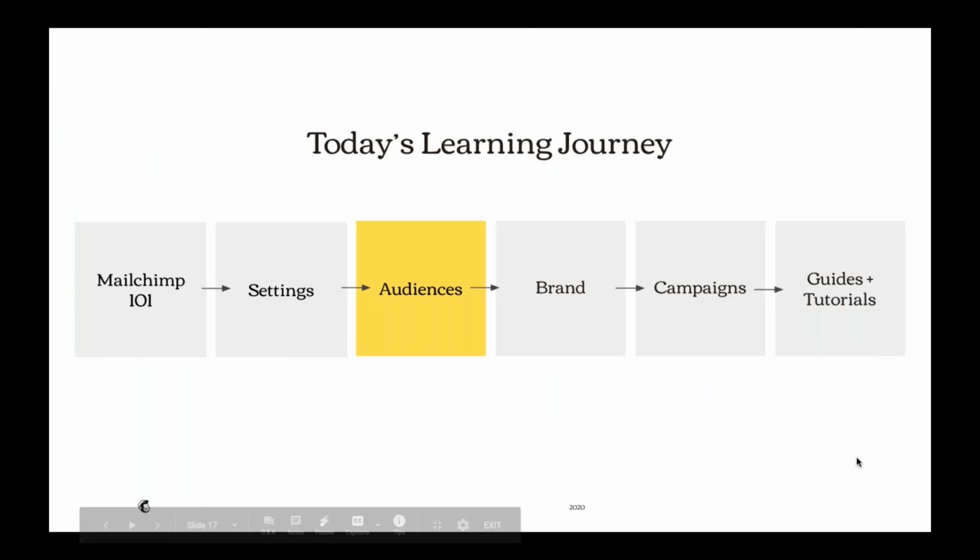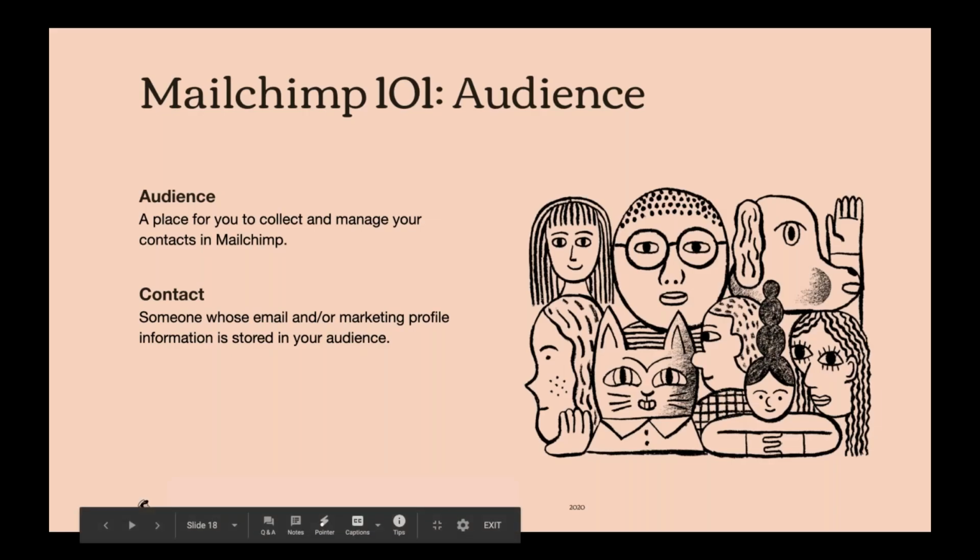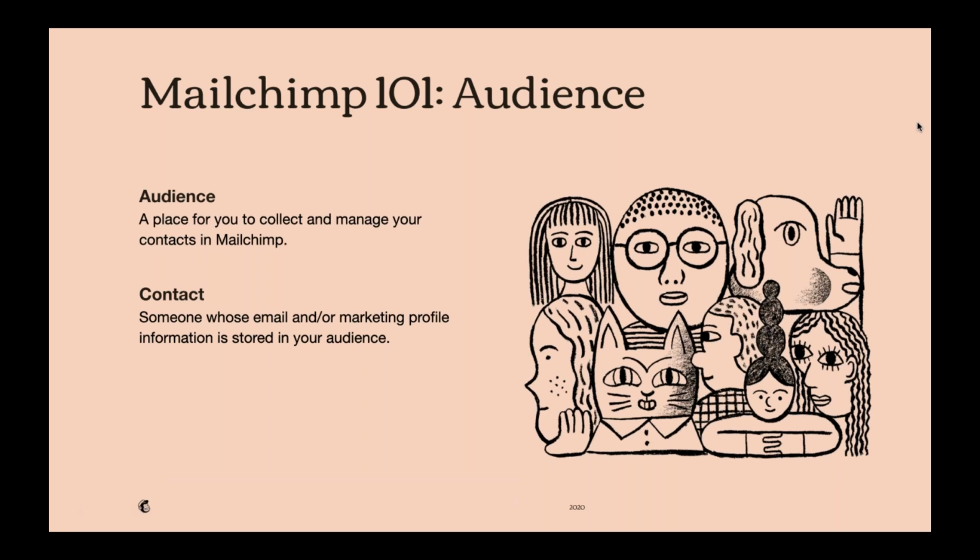So now that we've wrapped up our navigation overview and intro to account settings, the next step in our learning journey covers audiences. Let's talk through what an audience is. When we say audience, we mean a place for you to collect and manage your contacts in Mailchimp. And a contact is someone whose email is stored in your audience. The foundation of great marketing is a clean, up-to-date record of your contacts, also known as your audience. Setting up this audience is a critical first step to getting started with Mailchimp. Whether you're starting from scratch or bringing existing contacts into Mailchimp, your audience is where you'll store and manage all of your contact data.